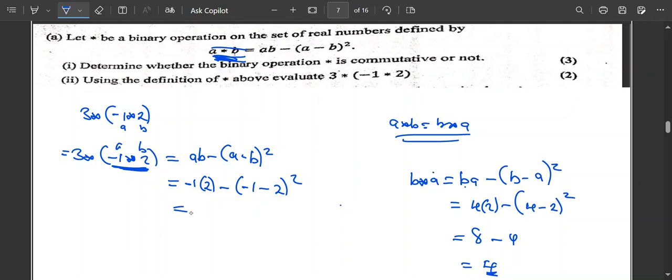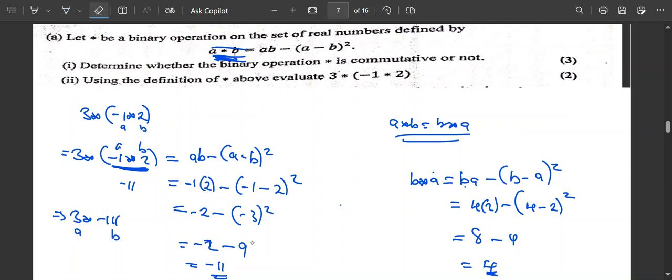So meaning that this will be negative 2. So this will be negative 2 minus, inside there we have negative 3, which will be squared. So this will be negative 2 minus 9, which will give us negative 11, right? So this is now negative 11 here. So meaning our next star operation will be 3 star negative 11, like that. Where this one will be our a, this will be now our b.